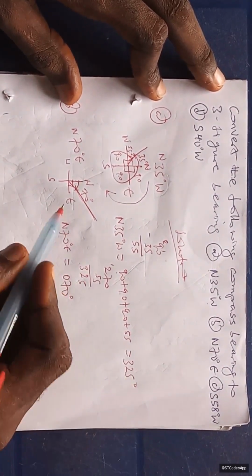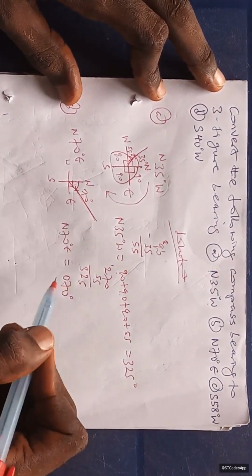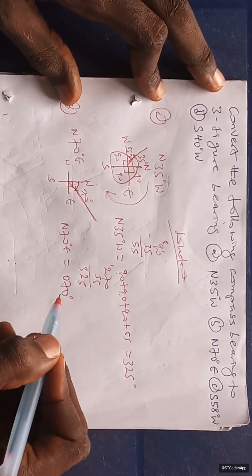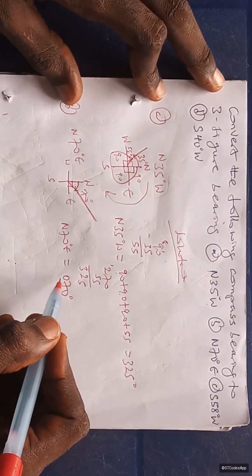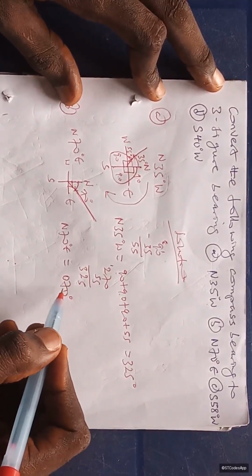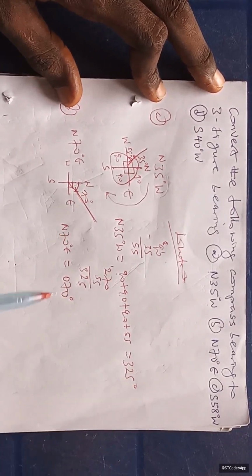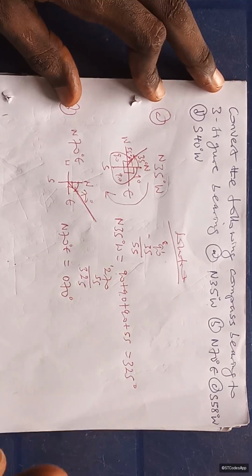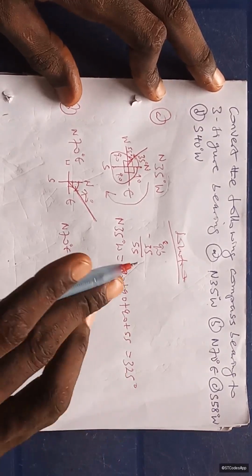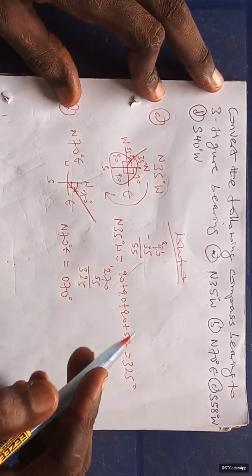So this is 070 degree. Okay, the angle here is 70. So to make it a complete three-figure, we have to add what? 0, okay? Include this 0 before writing the 70. So this automatically gives us what? 070 degree as the three-figure bearing of what? North, 70 degree what? East.